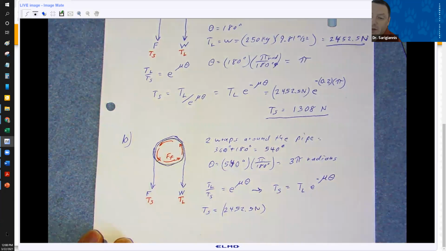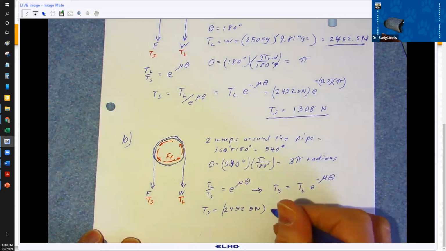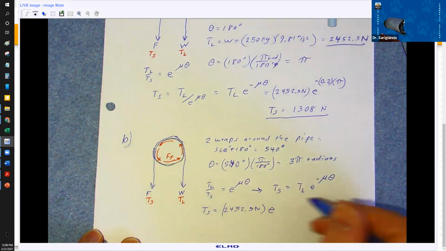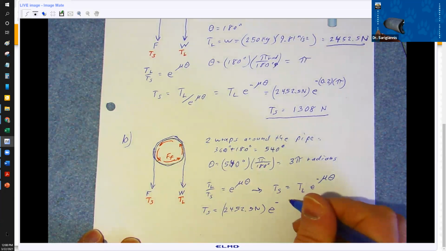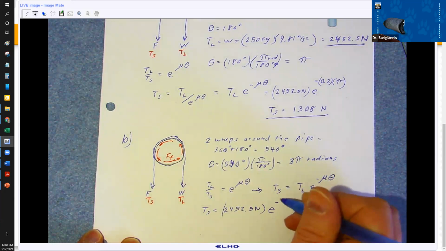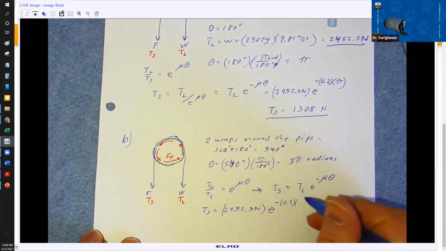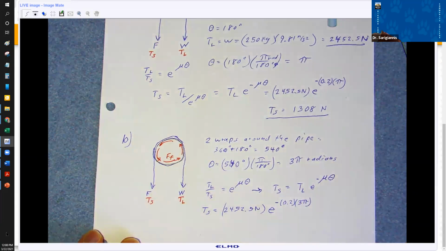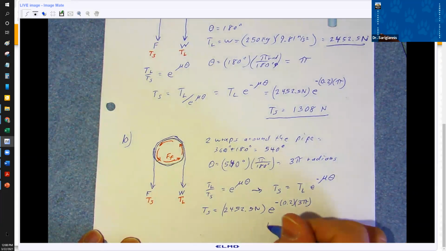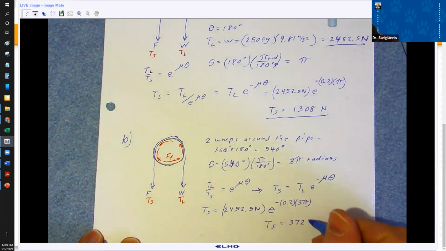It's still a 250 kilogram mass, which gives us the 2452.5 newtons. And then here we've got e to the negative. In this case, mu is still 0.2, and our theta is 3 pi radians. Remember that angle theta is in radians. So from this, we see that TS equals 372 newtons.